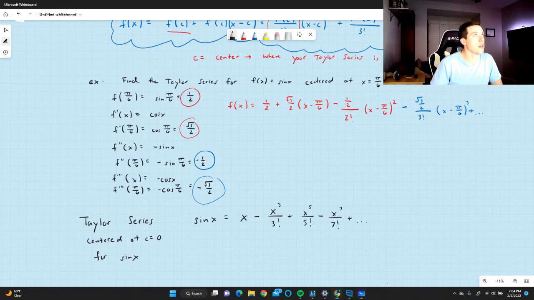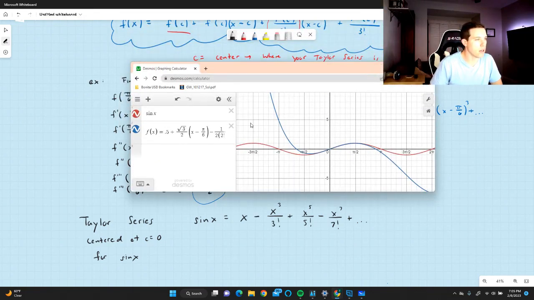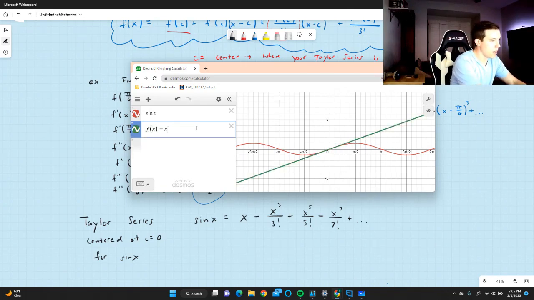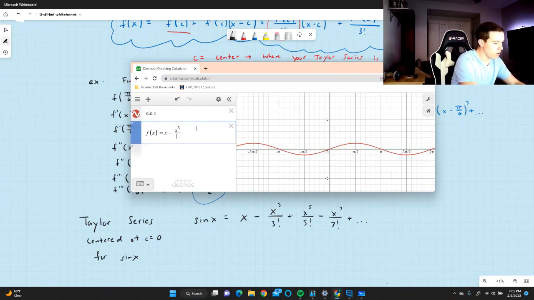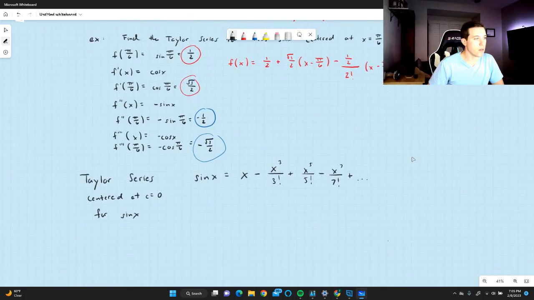So if I come back to this and I redo it, and I get rid of this and do it again, I say f of x equals, I did this in the last video, x minus x to the 3rd over 3 factorial plus x to the 5th over 5 factorial minus x to the 7th over 7 factorial plus dot, dot, dot. It goes on and on and on. And look, that's centered at 0. So this is going to be an important one that comes up a lot.